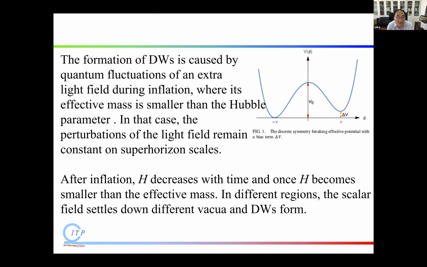Here we consider a model like this one. The potential behaves like this one. Before, the two vacua are degenerate, but now we lift one vacuum with some bias delta V. The formation of the domain wall is caused by quantum fluctuation of the light fields during inflation.